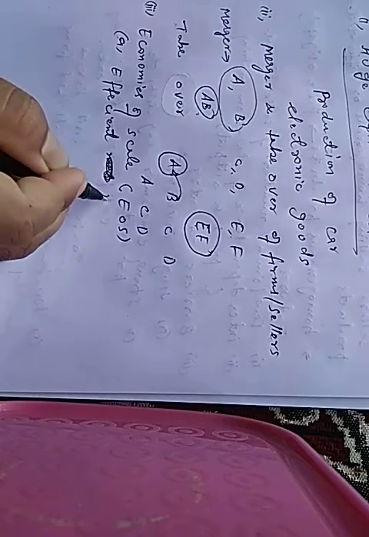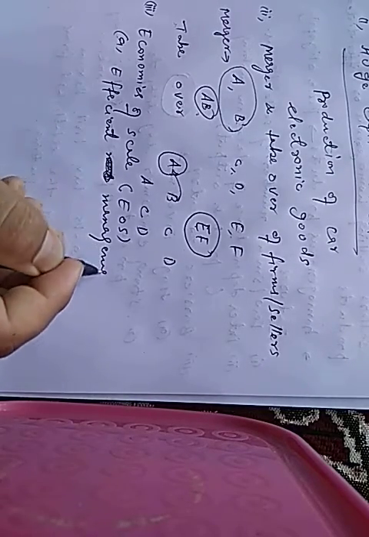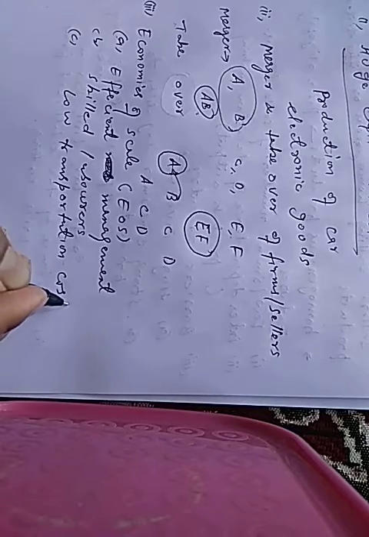efficient management that reduces the cost of production, skilled laborers that also reduce the cost of production, or low transportation cost, etc. These are some examples of economies of scale that reduce the cost of production of a firm, of a seller.